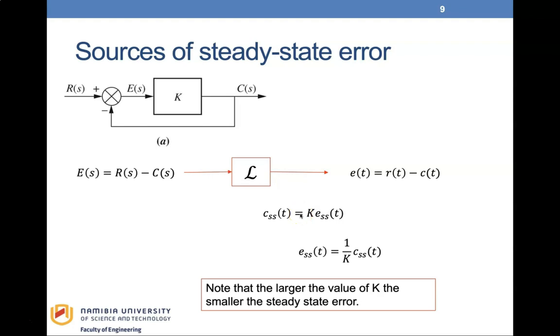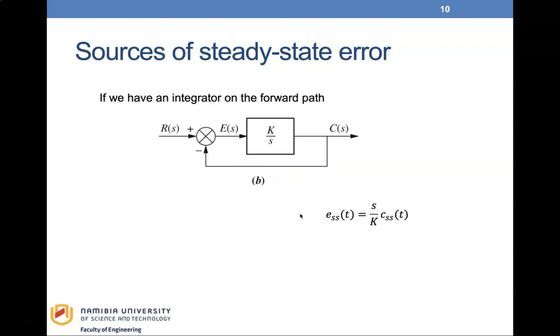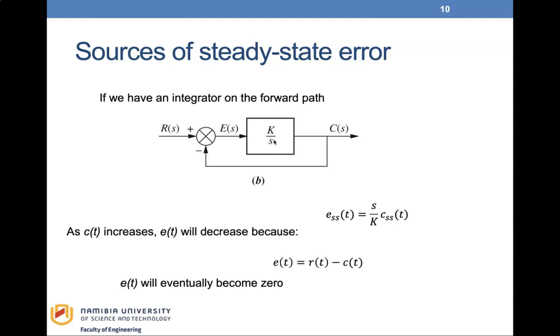If we now have an integrator in the feed-forward path, there will be a 0 error in the steady state for a step input. Let me explain this. As C of t increases, E of t will decrease. Since E of t is equal to R of t minus C of t, E of t will eventually become 0. However, C of t will still have a value since an integrator can have a constant output without any input.